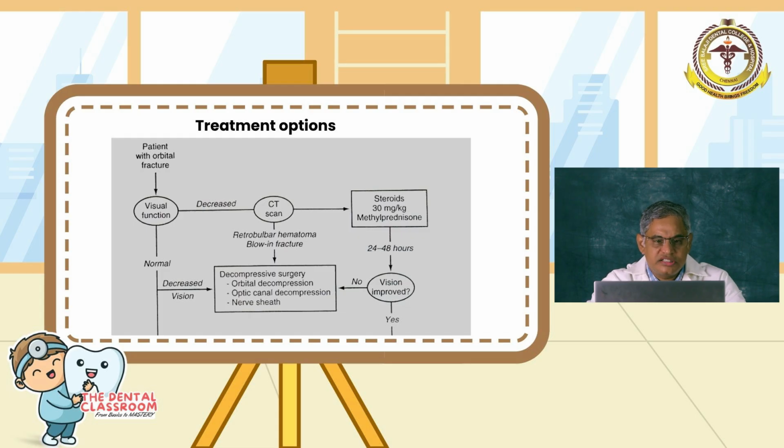Patient with orbital fracture and decreased visual function: CT scan and steroids, 30 mg per kg. In CT, retrobulbar hematoma, blow-in fracture: decompressive surgery, orbital decompression, optic canal decompression, nerve sheath. Decreased vision: immediate fracture repair, steroids for severe fractures. If vision is not improved, yes, immediate fracture repair, steroids with severe fracture.